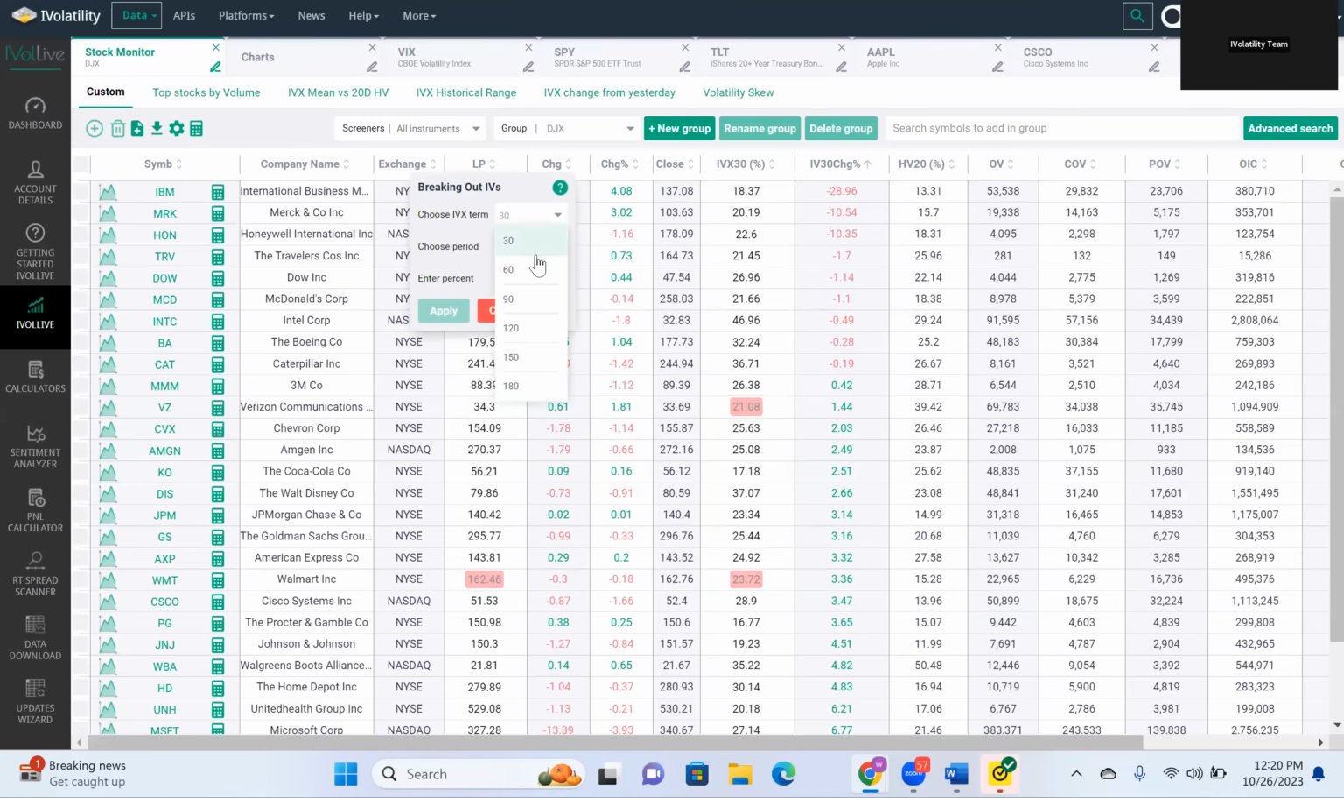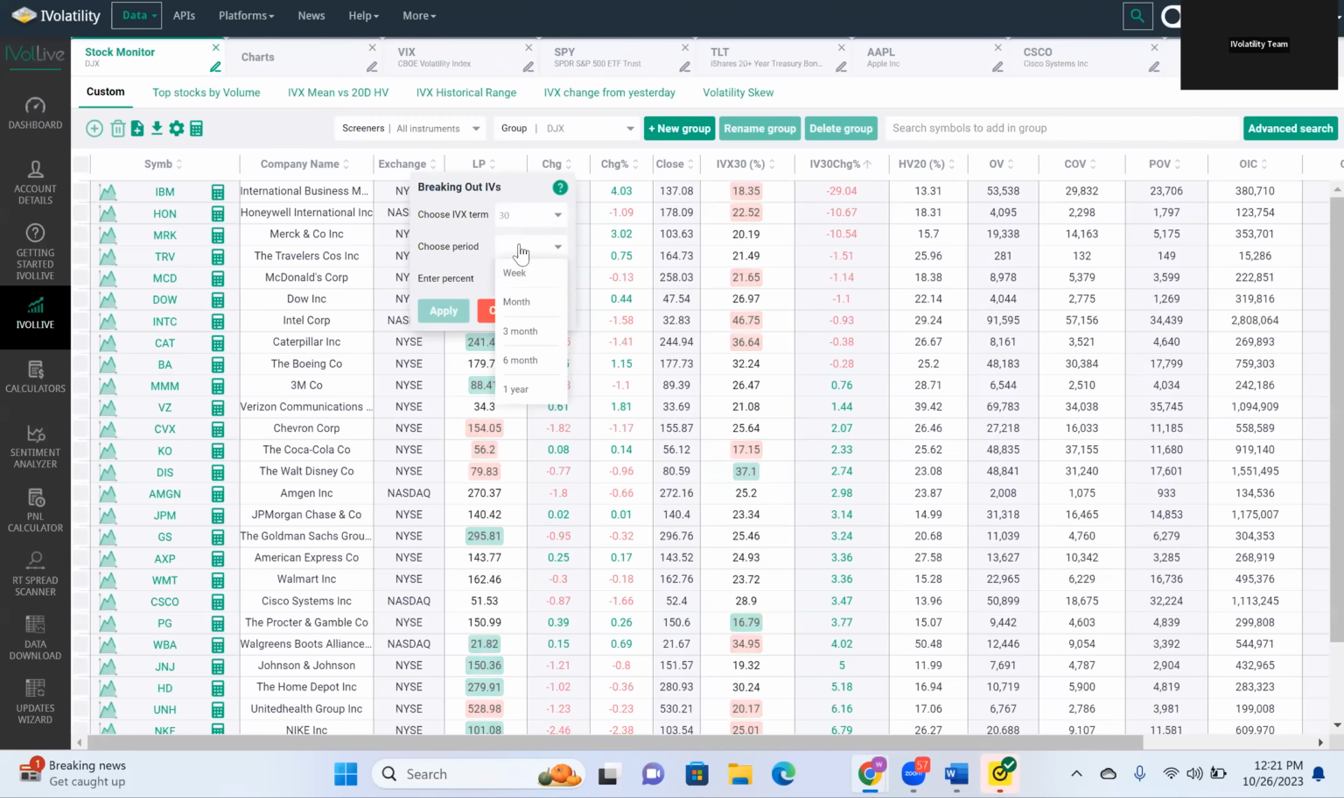So you could choose your IVX term. 30 is probably the most popular. Again, that's looking a month out. But depending on if you're a short-term, long-term, intermediate-term trader, you can choose what you want to look at. We have as much as 180 days if you're more long-term oriented, but IVX 30 is the most popular. And then we want to know, where is IVX 30 breaking out over what time period, right? The last month, the last 3 months, the last 6 months, the last year.